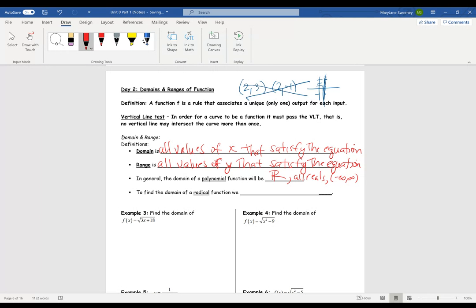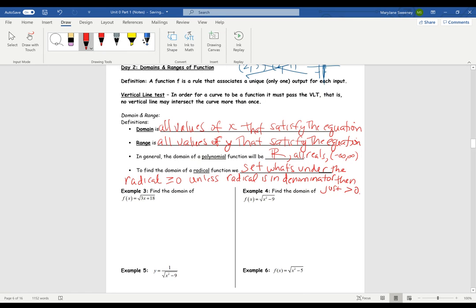The domain of a radical function, we set what's under the radical greater than or equal to 0, unless the radical is in the denominator. Then we set the thing underneath just greater than 0.